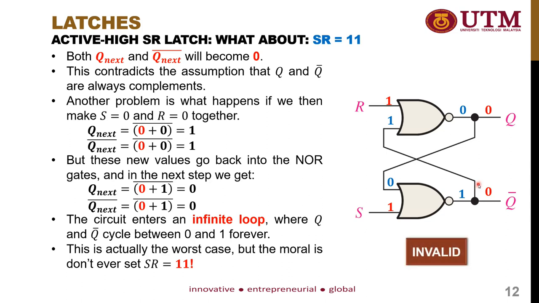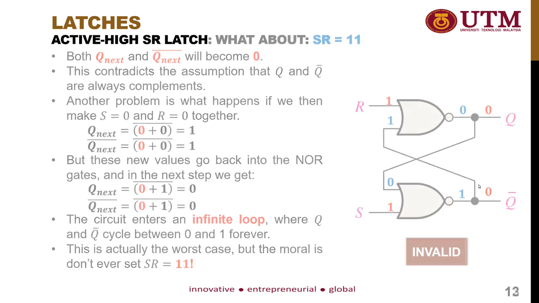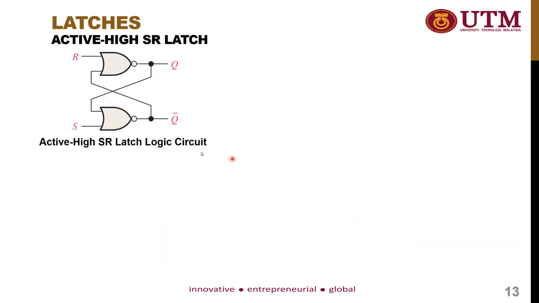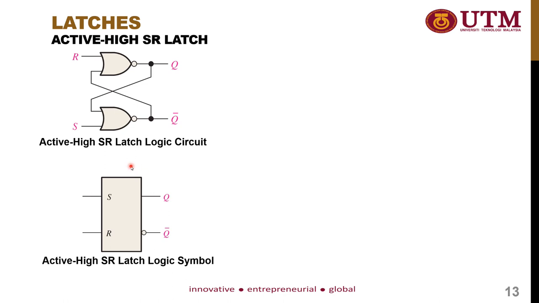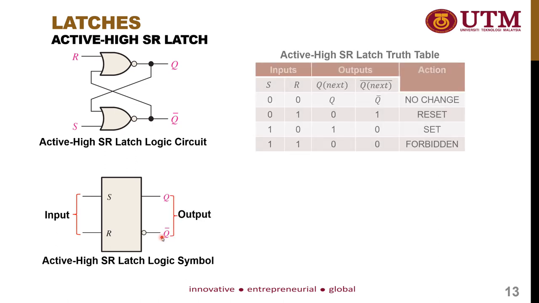The summary of the active high SR latch. This is the logic circuit of the active high SR latch, which you have seen in the previous slide. And this is the active high SR latch logic symbol. For the logic symbol, you have a total of two inputs, S and R, where S represents set and R represents reset, and you have two outputs, Q and Q bar.